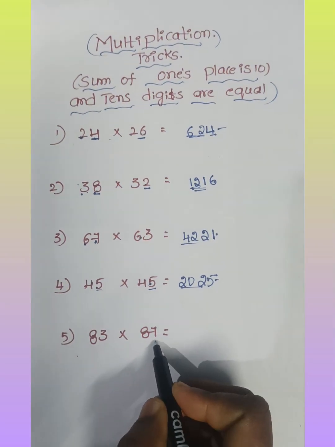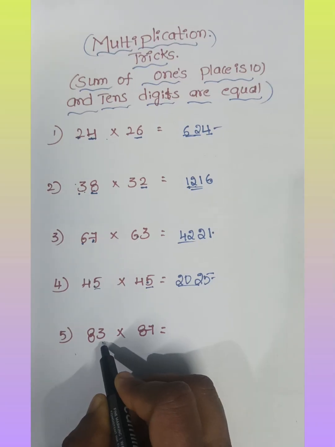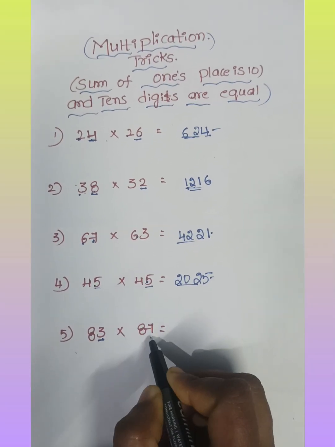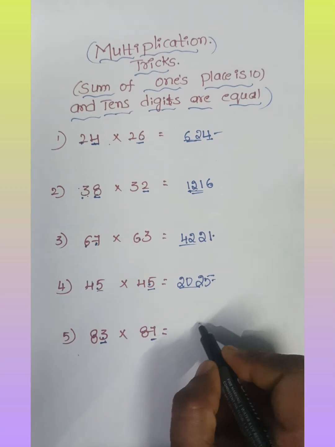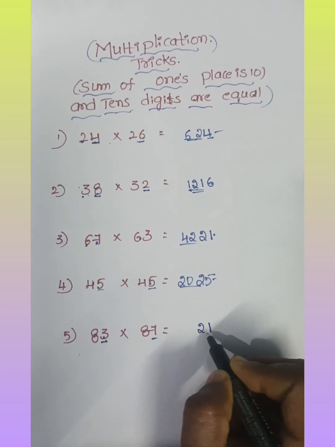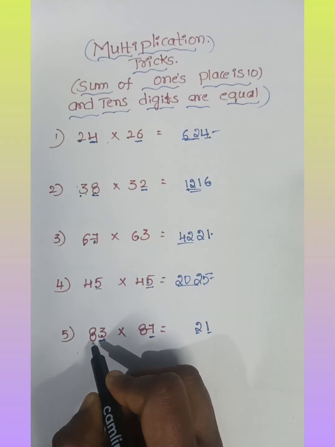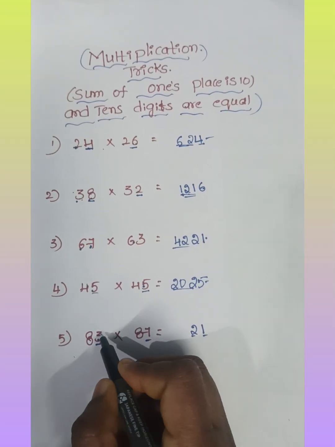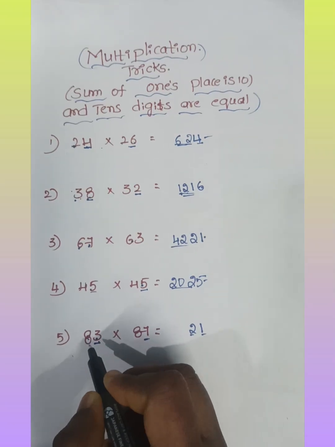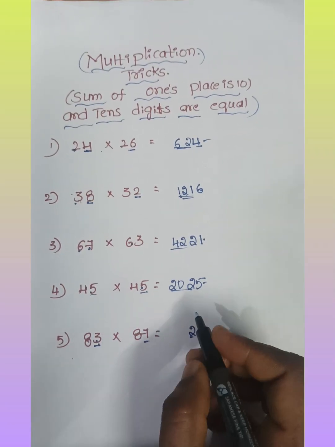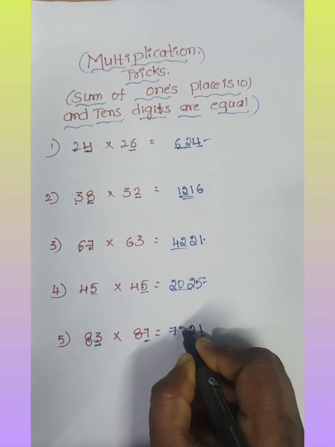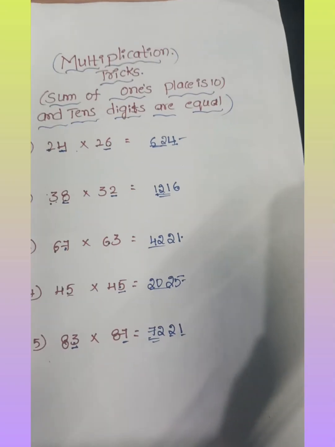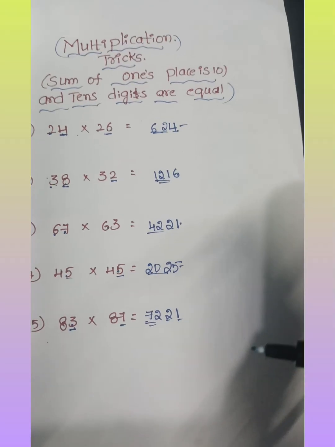Next, 83 into 87. The first step is to multiply the last two digits. What are the last two digits here? 3 and 7. 3 sevens are 21. Write the last two digit number. Next step is the multiplication of 8 with the next number. What is the next number after 8? 9. So multiply 8 with 9. 8 nines are 72. 7221 is the answer. So these are some problems.